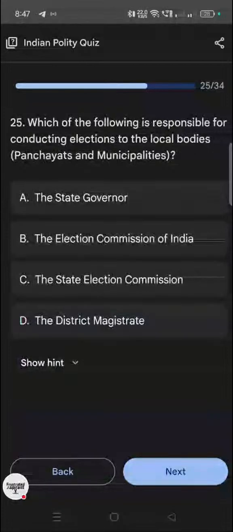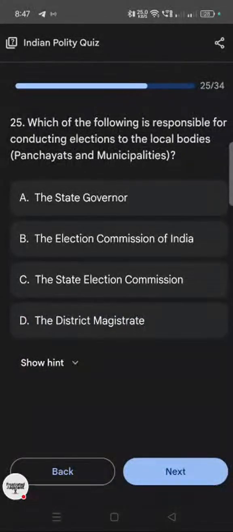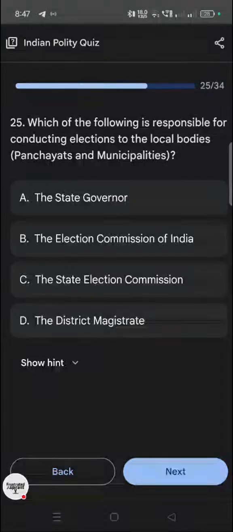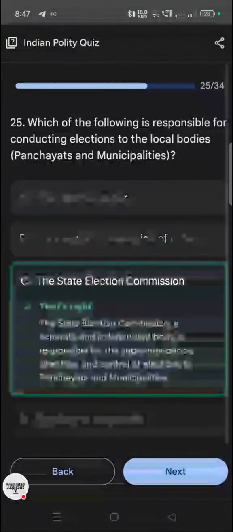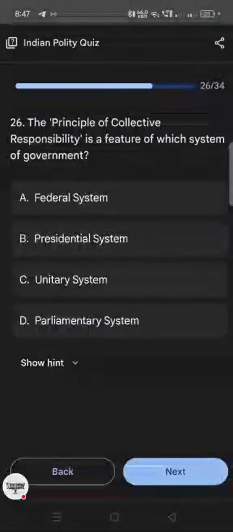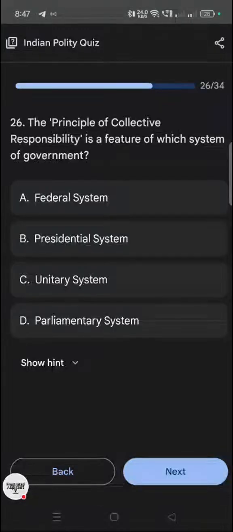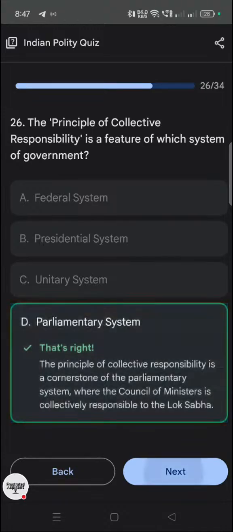Which of the following is responsible for conducting elections for local bodies: State Election Commissioner. The principle of collective responsibility is a feature of which system of government? Parliamentary system. With a no-confidence motion, the government falls.